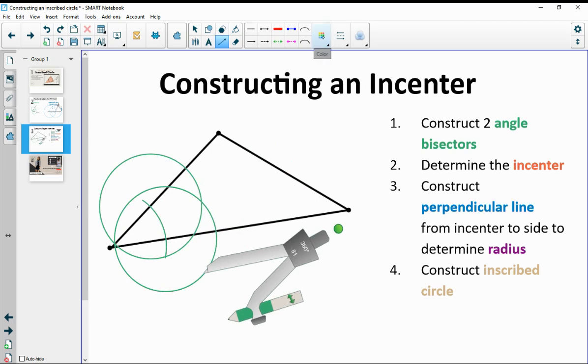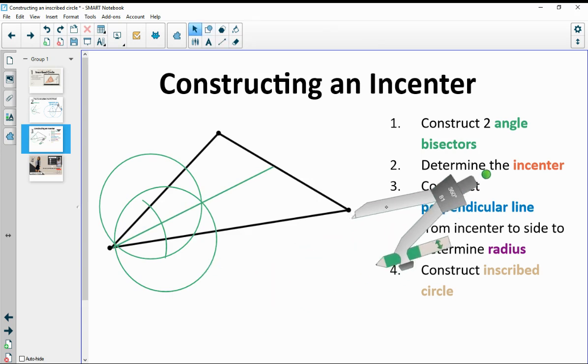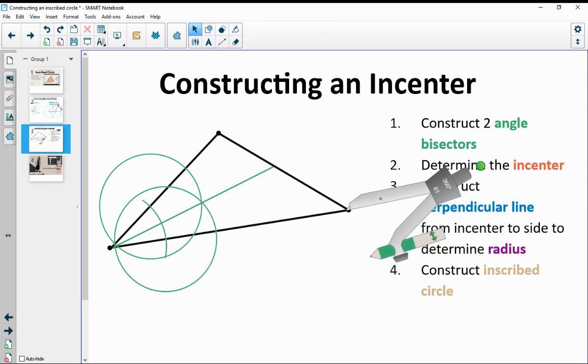Then you'll connect these intersections, okay? And you can just go through the vertex of the angle. So here's the vertex of the angle, and I'm just going to draw through those intersection points. Then you're going to do the angle bisector of another angle, whichever one you choose. I'm going to do this one.